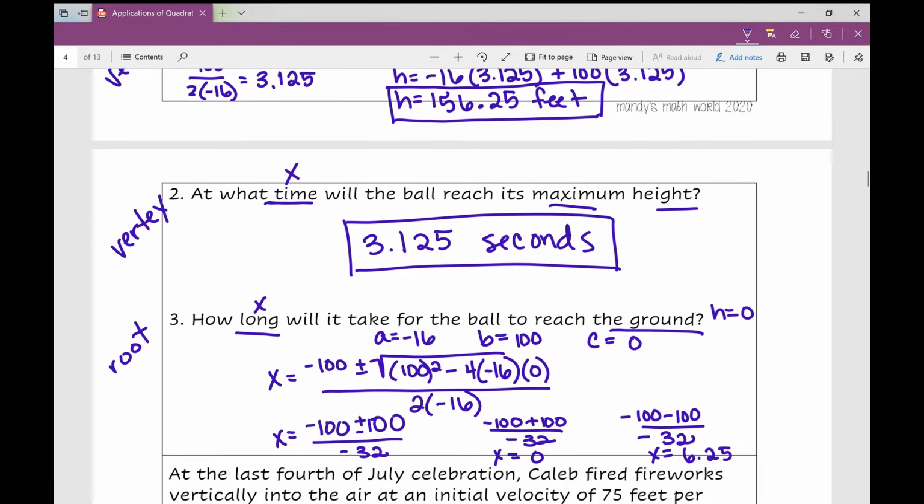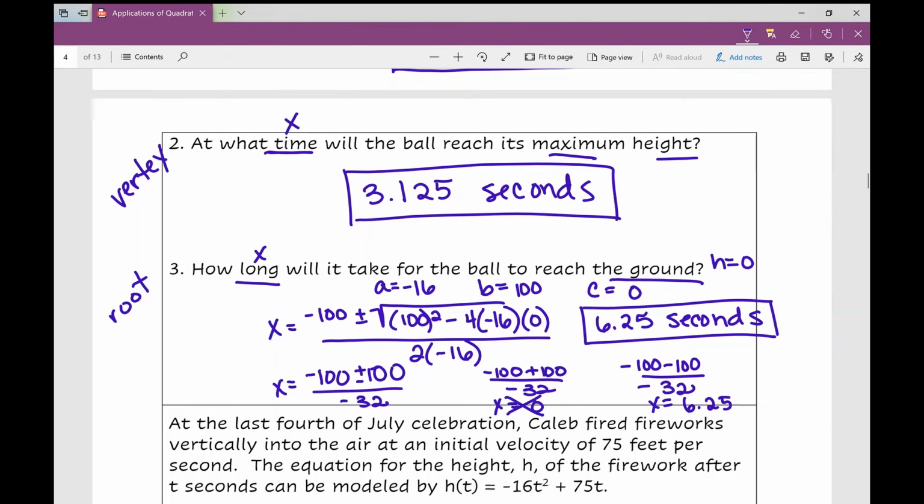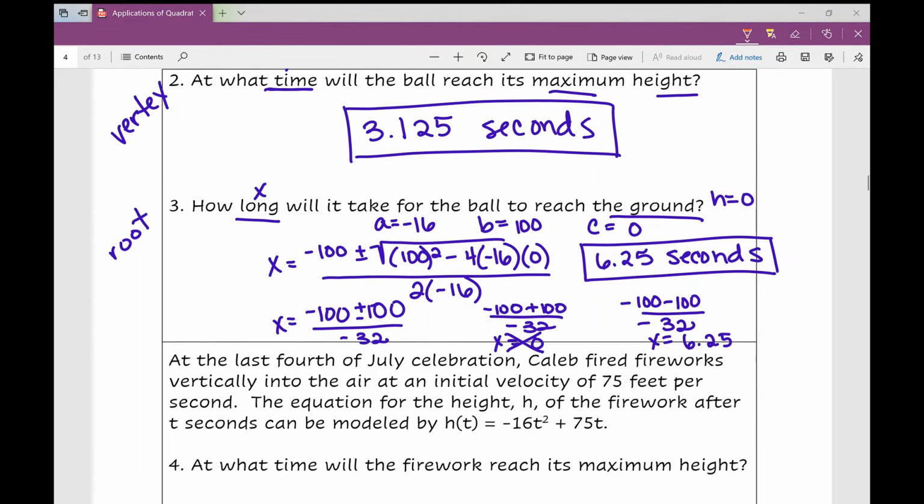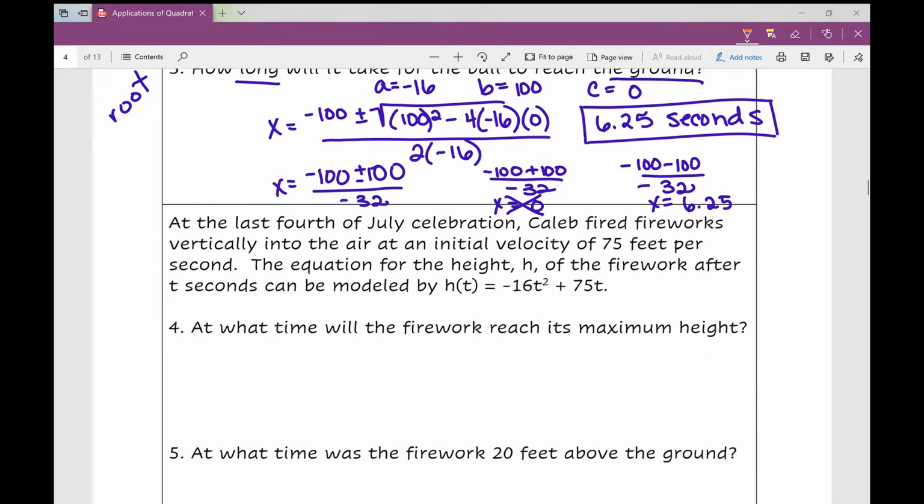Okay, so these are my solutions. So which one will I use? Well, I know that this particular 0 is the starting point. So obviously the 6.25 is my answer. So how long will it take for the ball to reach the ground? 6.25 seconds. Boy, that's a long time for that golf ball to be in the air. All right, let's go to our next example. And if that confused you, hopefully the next examples will help.